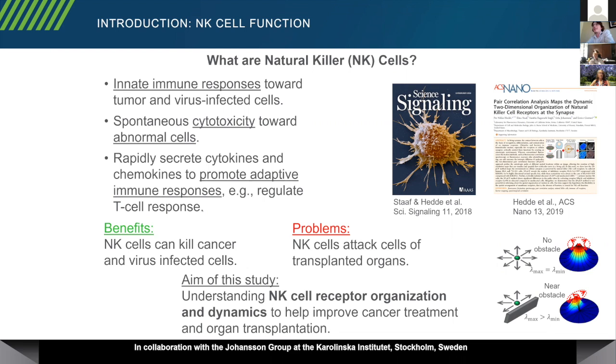However, thinking about advanced medicine, there's also an issue, which is if you're thinking about organ transplants, then the NK cell is a cell that attacks and rejects those kinds of foreign entities. So these patients usually have to take very strong immunosuppressants, which then can lead to other problems. So the aim of the study is to understand the NK cell receptor organization and dynamics that may help improve cancer treatment and organ transplantation.